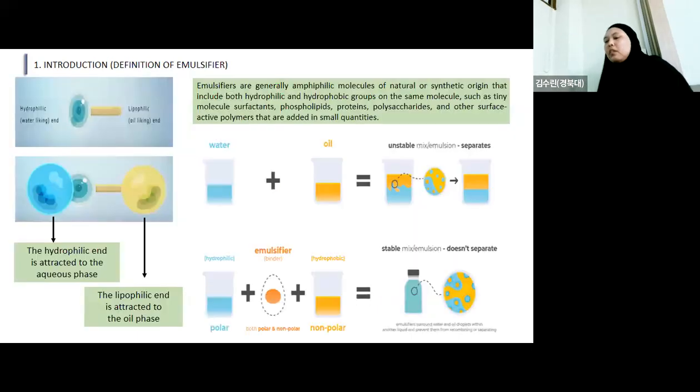And then here is the definition of emulsifier. An emulsifier is generally an amphiphilic molecule, consisting of both a hydrophilic and a hydrophobic end. The hydrophilic part will be attracted to the water molecule, and the hydrophobic tail will be attracted to the oil molecule here. So first, when we mix water and oil, they cannot be mixed, right? But after we put the emulsifier in, the emulsifier will bind both the hydrophilic and hydrophobic phases together, and it will lead to a stable emulsion, and the emulsion will no longer separate.